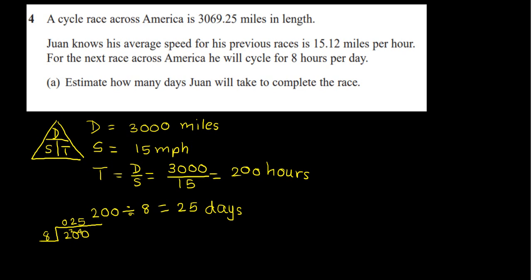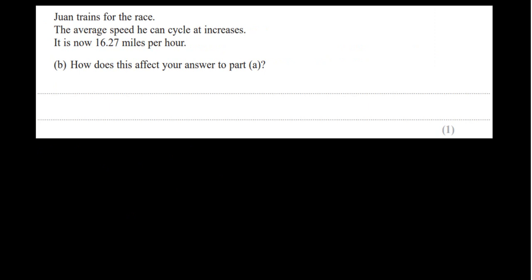Right, let's move on to the next part of the question. Okay, Juan trains for the race. The average speed he can cycle at increases. It is now 16.27 miles per hour. How does this affect your answer to part A? Now there's two ways of doing this. So there'll be some people who would say, okay, 16.27 is still very close to 15, and they would round that number down to 15.